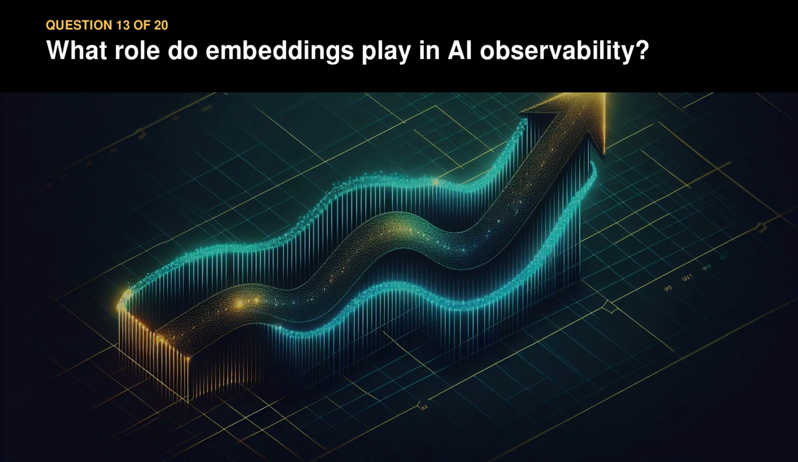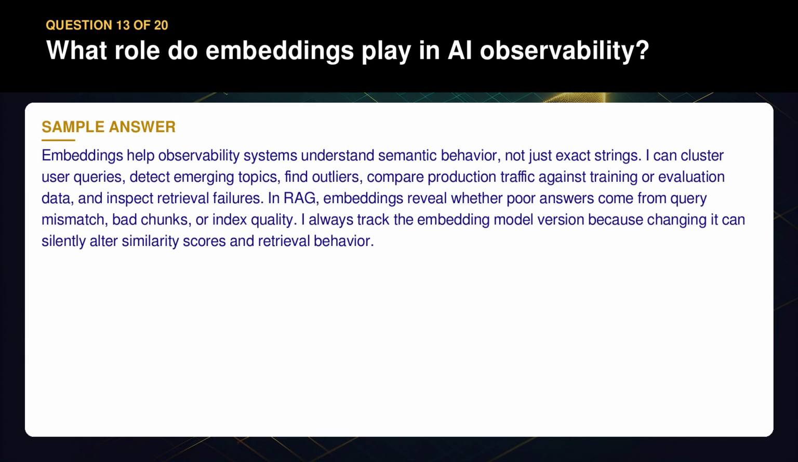Question 13. What role do embeddings play in AI observability? Embeddings help observability systems understand semantic behavior, not just exact strings. I can cluster user queries, detect emerging topics, find outliers, compare production traffic against training or evaluation data, and inspect retrieval failures. In RAG, embeddings reveal whether poor answers come from query mismatch, bad chunks, or index quality.